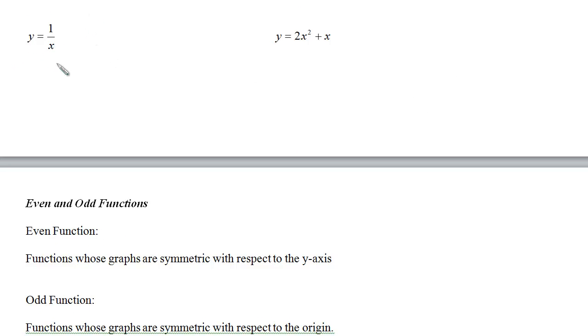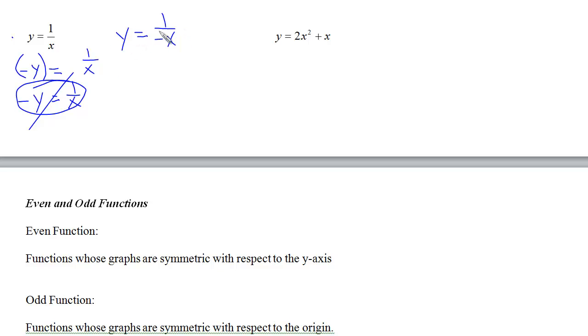So to check the x-axis, I'm going to go ahead and plug in a negative y. So I'm checking to see, is this equivalent to this? And that is not. So it is not symmetric about the x-axis. And we'll check the y-axis. So I'm going to plug in the negative x. So that breaks down to y equals 1 over negative x. Again, is that equivalent? It is not, so it's not symmetric about that.